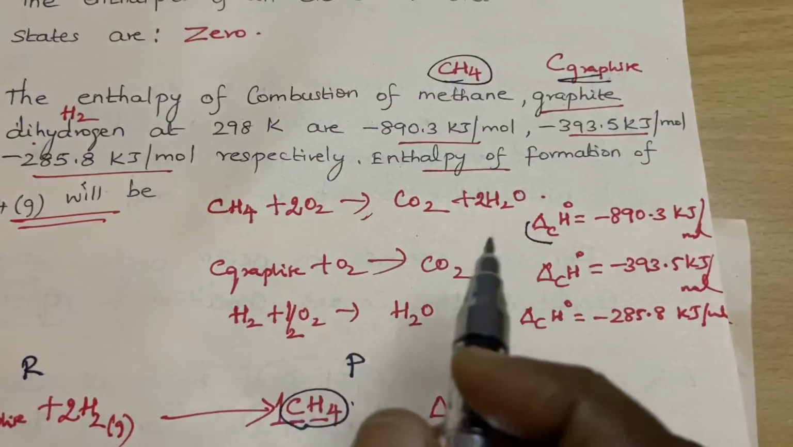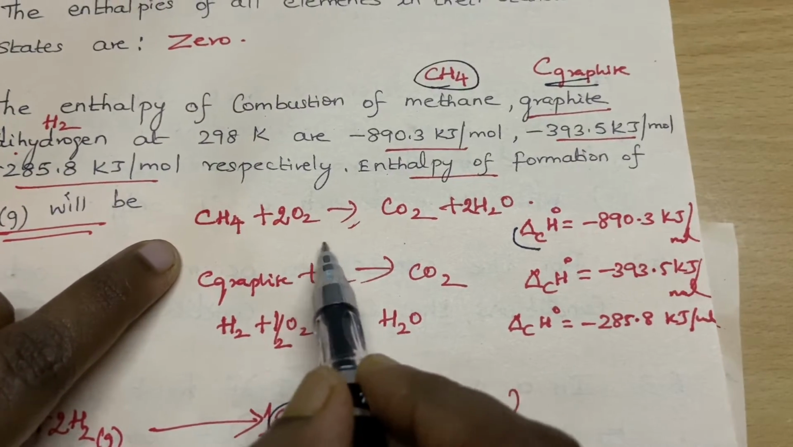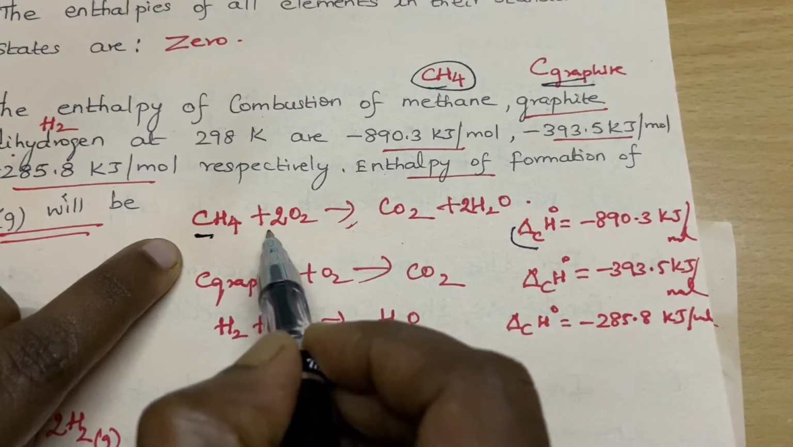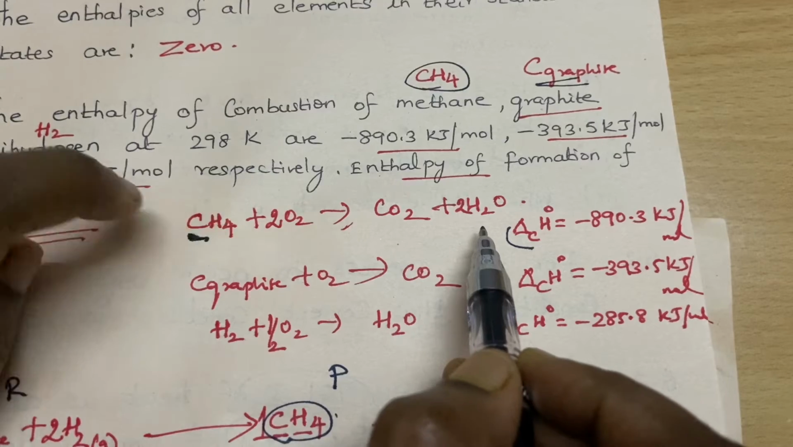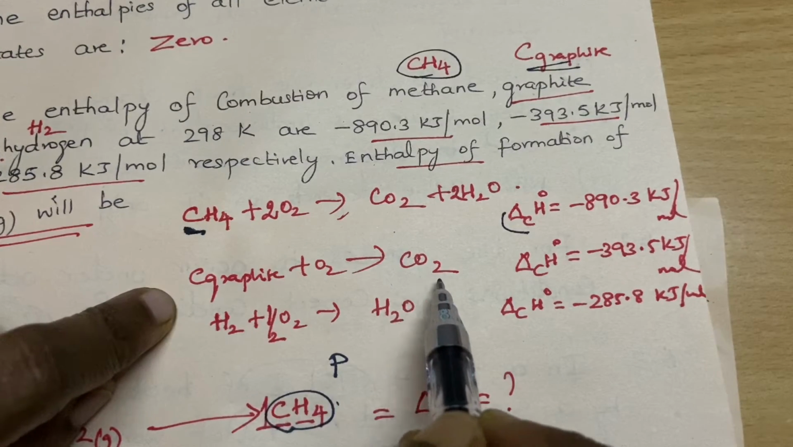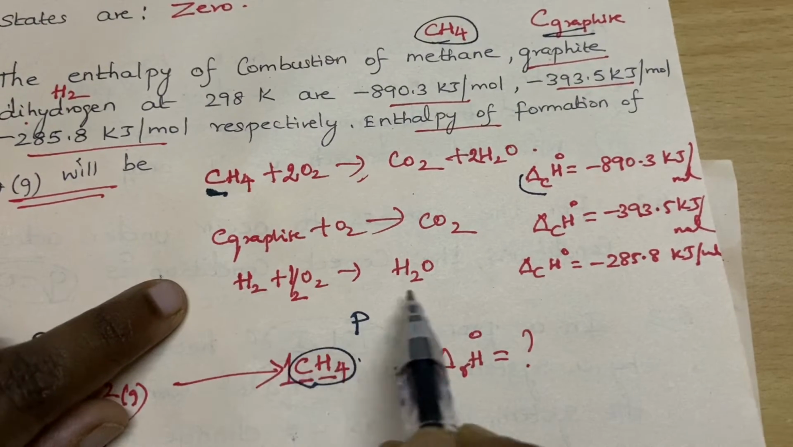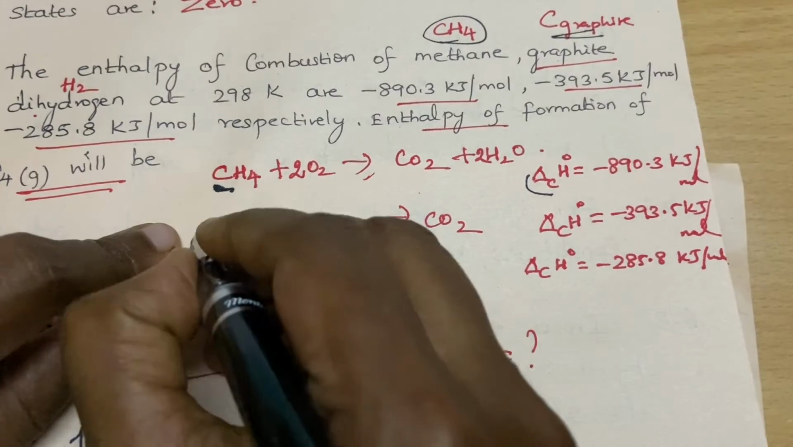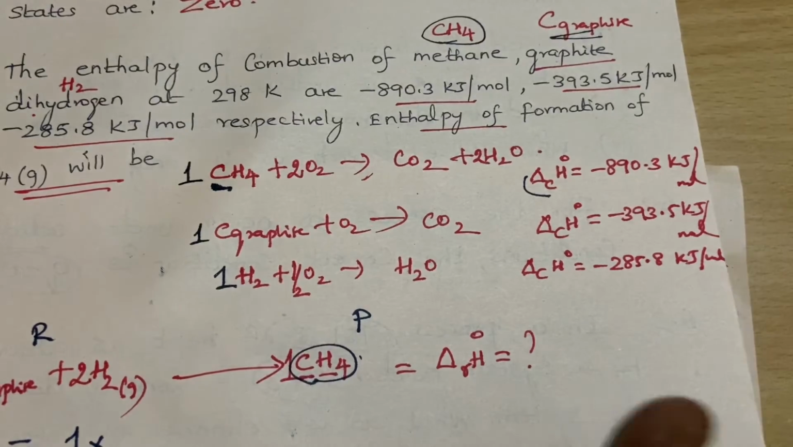So what are the data given? Combustion: methane upon combustion means reaction with oxygen. So what will be the product? Convert all the carbon to carbon dioxide and hydrogen to water. Keeping this intact, you have to balance this equation because this is the combustion equation. Graphite plus oxygen gives carbon dioxide. I have balanced this, and hydrogen plus oxygen gives H2O. Keeping this as 1 mole, these are 1 mole, you should not disturb this. So this is perfectly balanced and the data have been given.